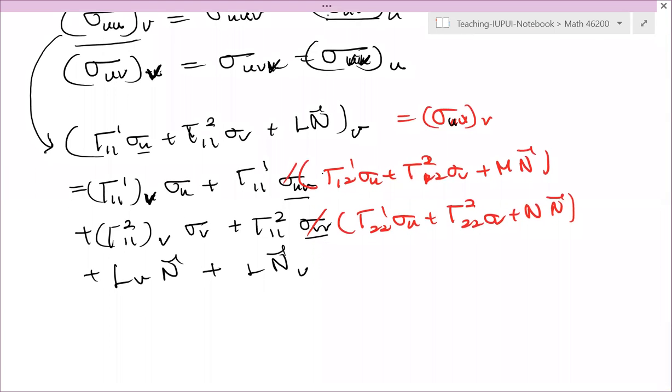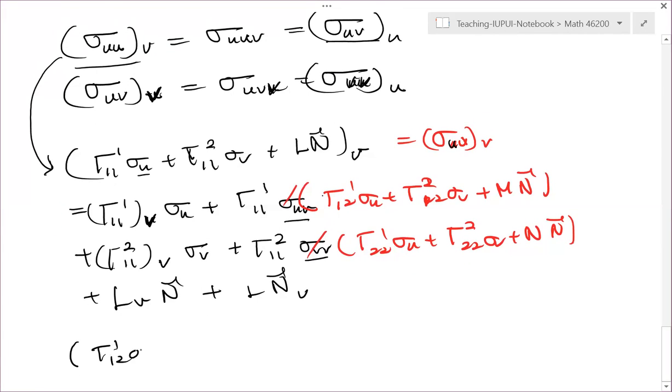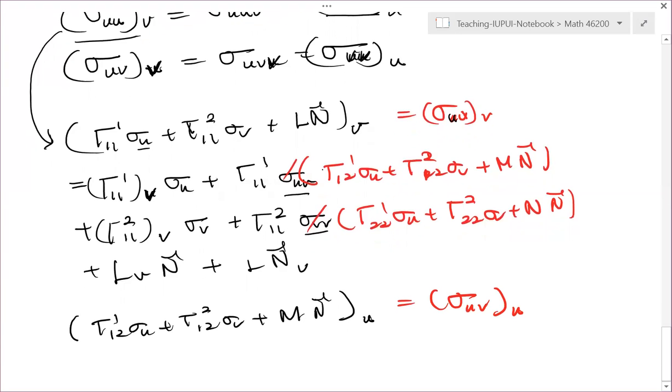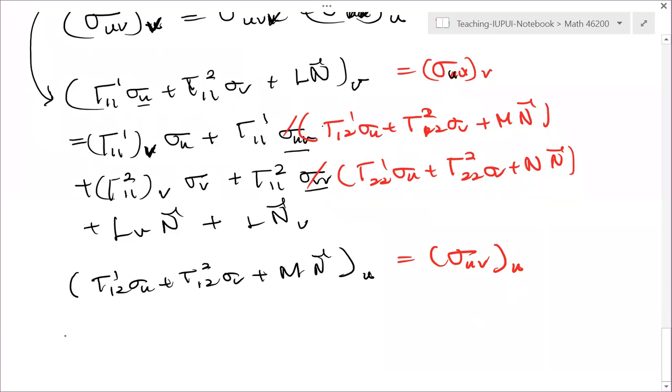Then you do the same thing. If you are told that you can eventually express K in terms of E, F, G, the partial derivatives, you can probably work that out by yourself. So the second one is gamma 1,1,2 sigma u, gamma 2,1,2 sigma v, and M, N, and the partial derivative. So this is nothing but sigma uv and u. And these two are equal. Then similarly, you can compute gamma 1,1 and sigma u, and sigma uu.